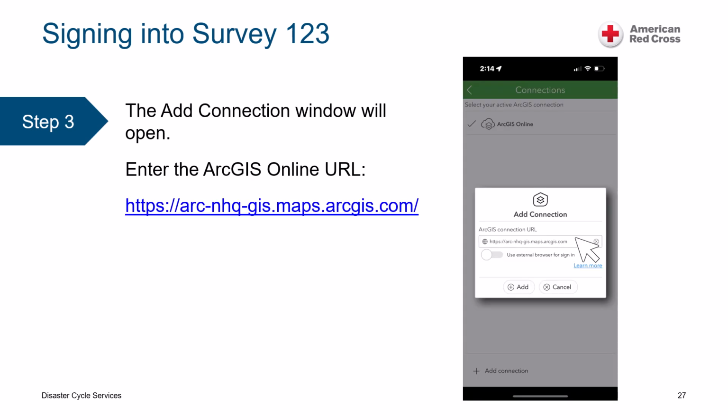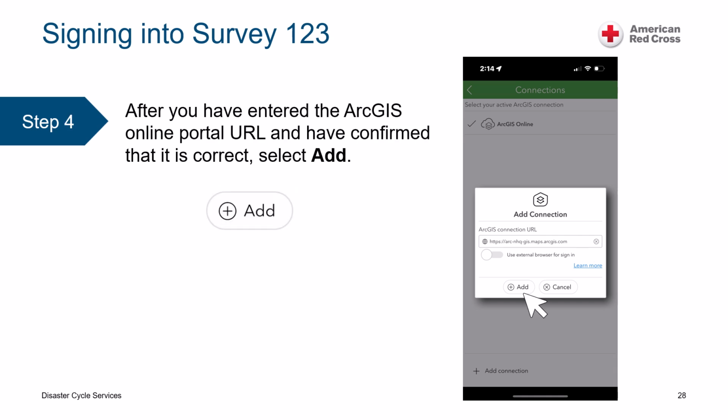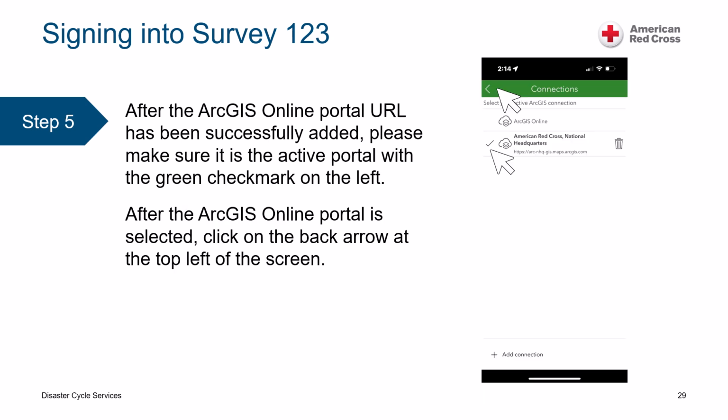The Add Connection window will open. Enter the ArcGIS online URL you see on the screen. After you have entered the ArcGIS online portal URL and confirmed that it is correct, select Add. Once the ArcGIS online portal URL has been successfully added, please make sure it is the active portal with the green check mark on the left. After the ArcGIS online portal is selected, click on the back arrow at the top left of the screen.